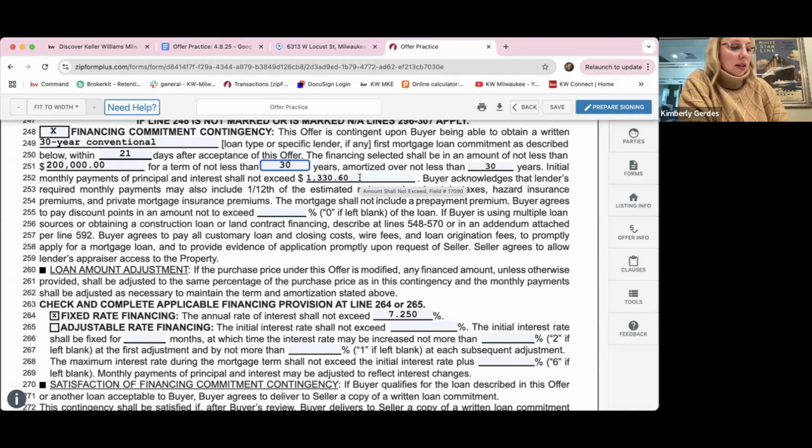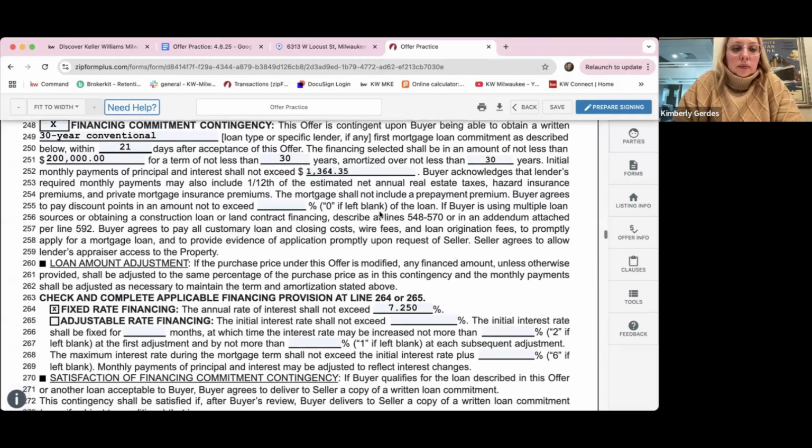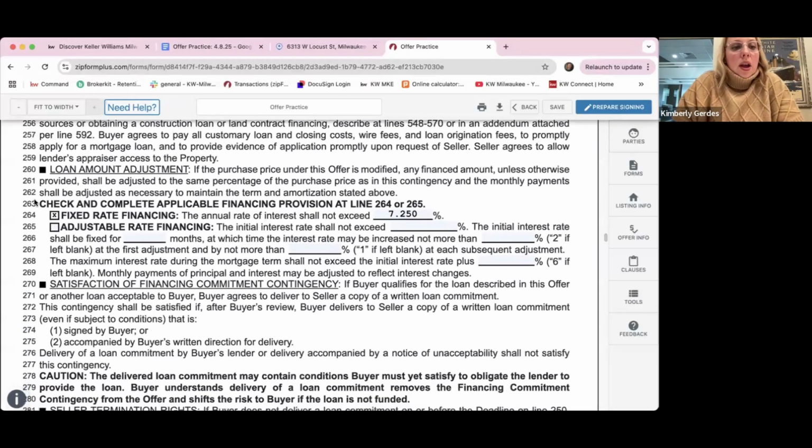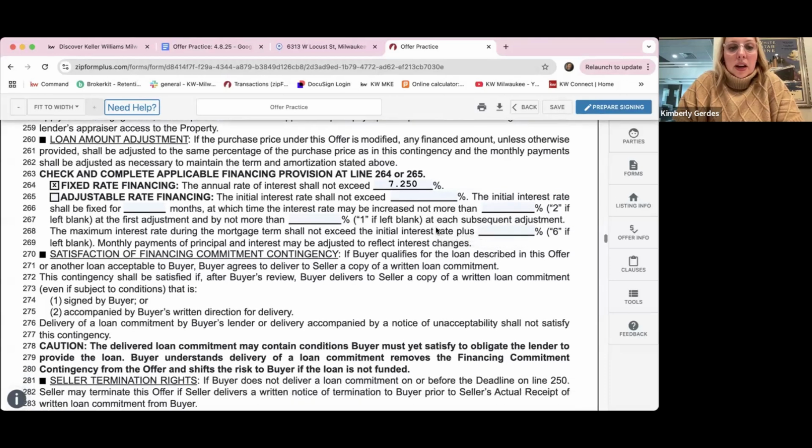Actually, that is not right. I didn't put 7.25. I did 7.2. So this actually changes my amount to $1,364.35. I've checked the box here in line 264, meaning we are getting fixed rate financing. So it's going to be the same interest rate every year for the duration of the loan. And here's where I put the 7.25.